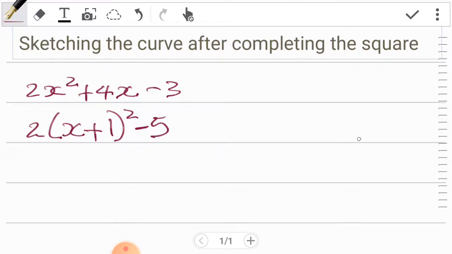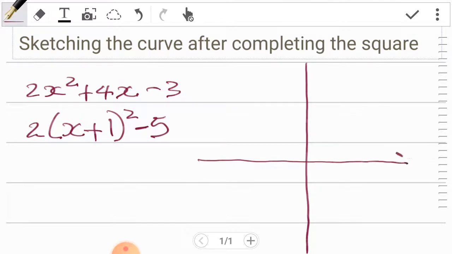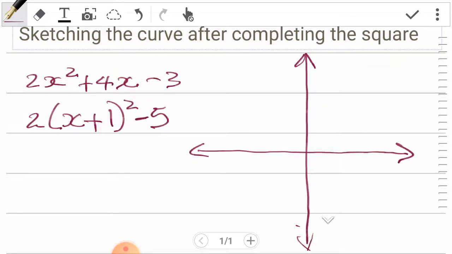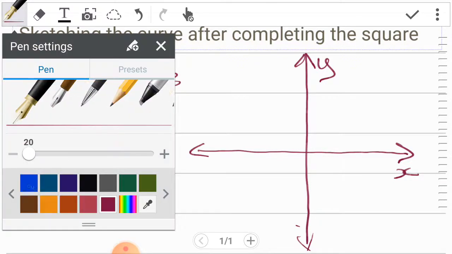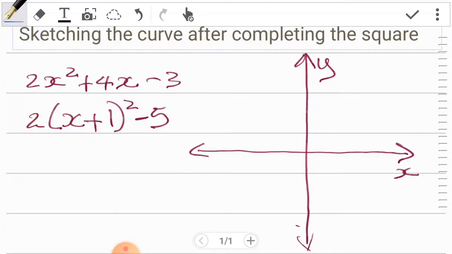All right, now when you're completing the square, we want to make sure that we have the turning point, which would be a combination of the axis of symmetry and the maximum or the minimum value, depending on the curve that we have. Now, as you can see, this is our x-axis, this is our y-axis. To get the axis of symmetry, we're going to focus on this part.